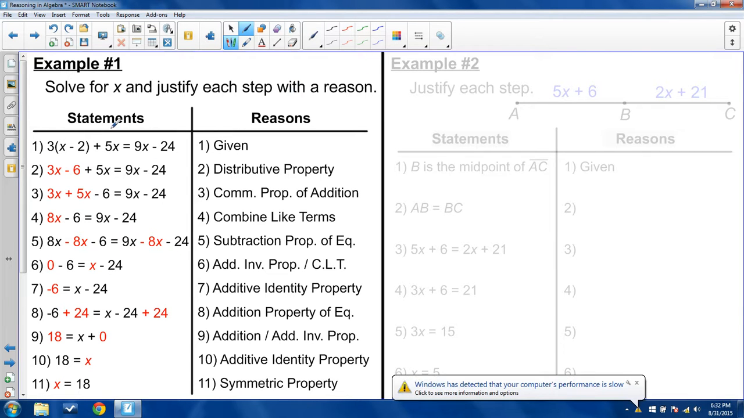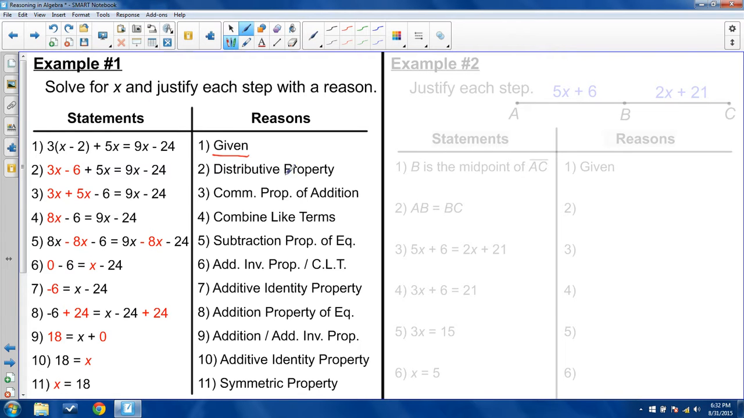So over on the left side are the statements, and this is all just algebra. The first one is given. Here's the equation for which something is true: 3 times the quantity x minus 2 plus 5x equals 9x minus 24. Now that is given. There are going to be a lot of times where they give you something and you can make your first statement with that and say it's given. After that, you can do some building upon your previous statements, meaning my next statements will be made as a result of having what I had before.